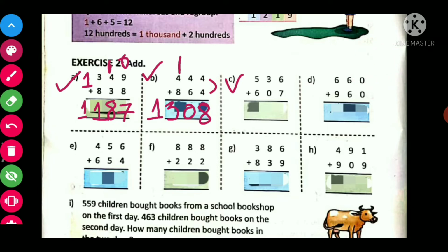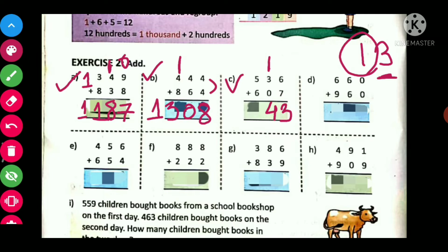Okay, now see the C part. So 6 and 7 are there. 6 plus 7 will be 13. So now we'll write 3 in the ones place, and this 1 we will write here, because we can't write two digits together in the ones place. Now in the tens place, 1, 3 and 0 are there, so we'll add first of all 1 plus 3. How much will it be? 4. 4 plus 0 is 4 only, so we'll write 4 here.